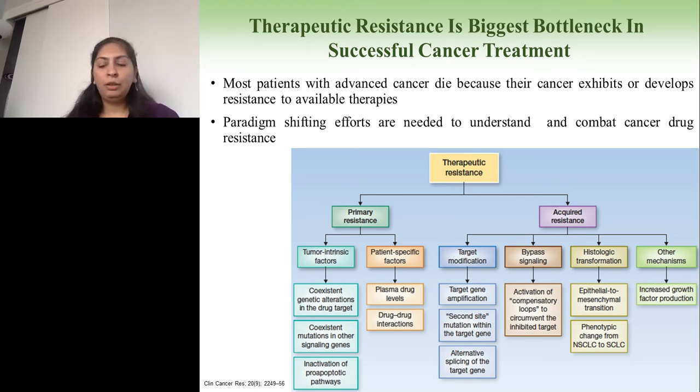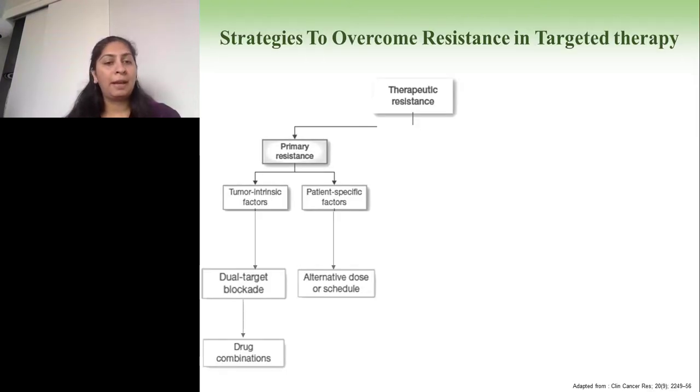So now that I have given you the flavors of what kind of therapeutic resistance mechanisms are seen in the clinic, there has to be a strategy to overcome this. So first I will focus on the primary resistance. When patients display tumor intrinsic factors, those can also be targeted by dual target blockade. And mostly this is achieved by drug combination.